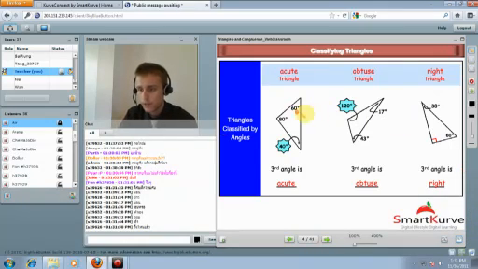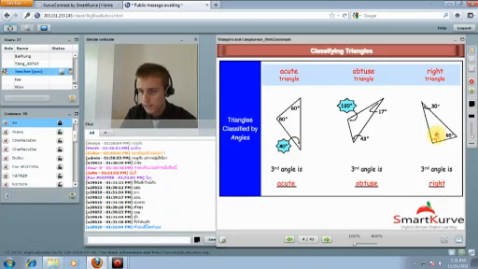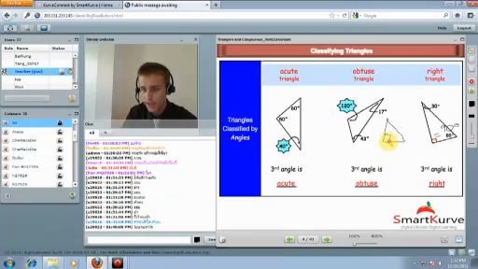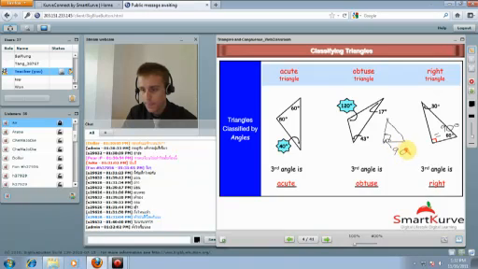So this equals 90. So whenever you see that on a triangle, the one that I'm drawing right here, it always means 90 degrees. And that makes it a right angle and a right triangle.